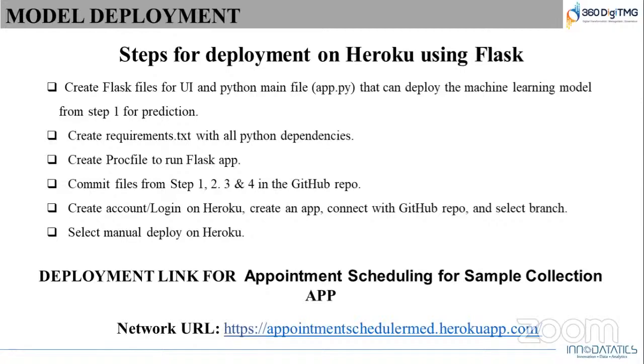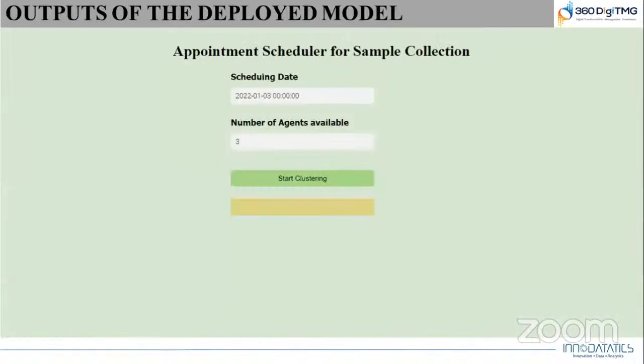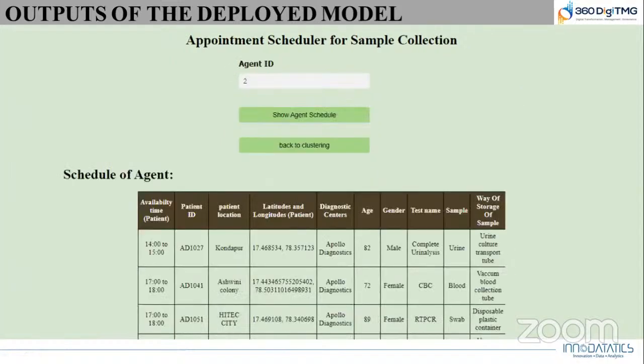Next slide, please. This is the application I used. Here the scheduling date will be taken and the agents' availability will be taken, and according to the agents' availability, that many clusters will be formed. If we take agents' availability as 3, 3 clusters will be formed after clicking on start clustering.